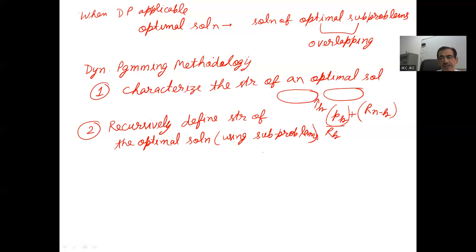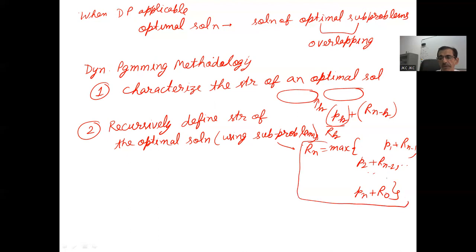So that was when I said that Rn is nothing but the maximum out of Pn, or P1 plus Rn minus 1, P2 plus Rn minus 2, and so on. To be precise, instead of writing this, I could finally write Pn plus R0. So the maximum out of this is to be found, and this is programmable as a recursion.